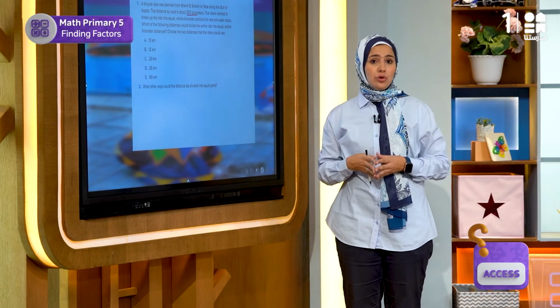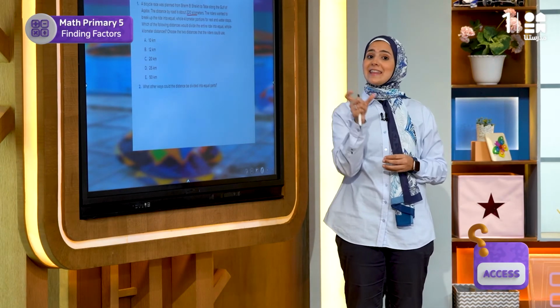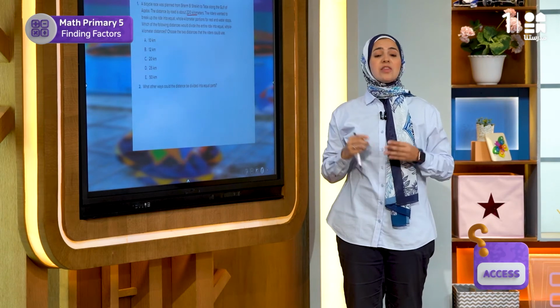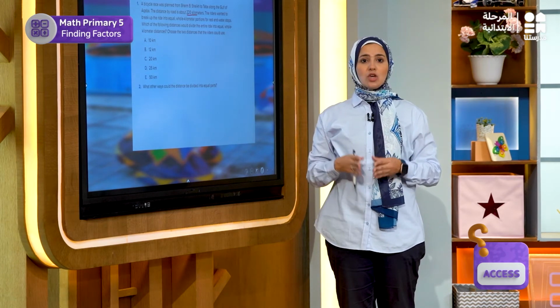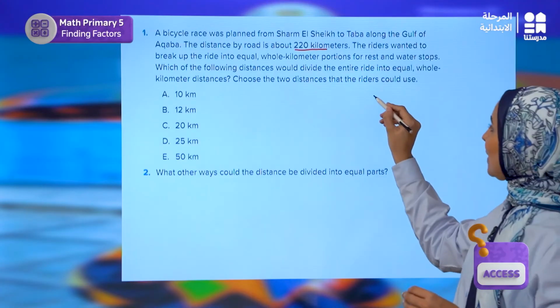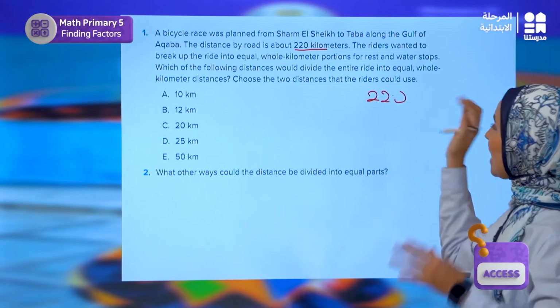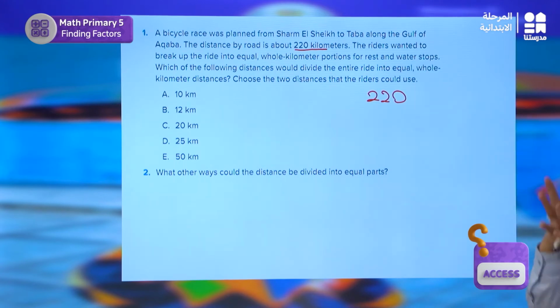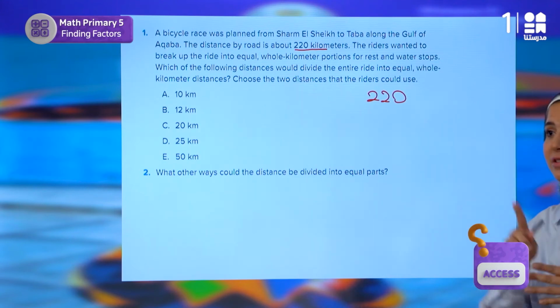I'm sure many of you are thinking about dividing the race into equal distances that are whole numbers. You have to choose numbers that you can divide 220 by. So this is my main number. I have to think which quantities can I divide here without remainders.